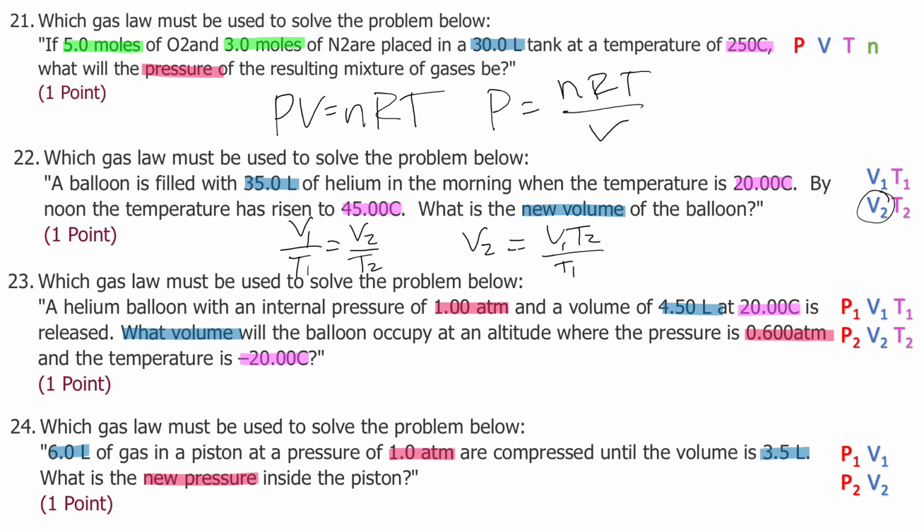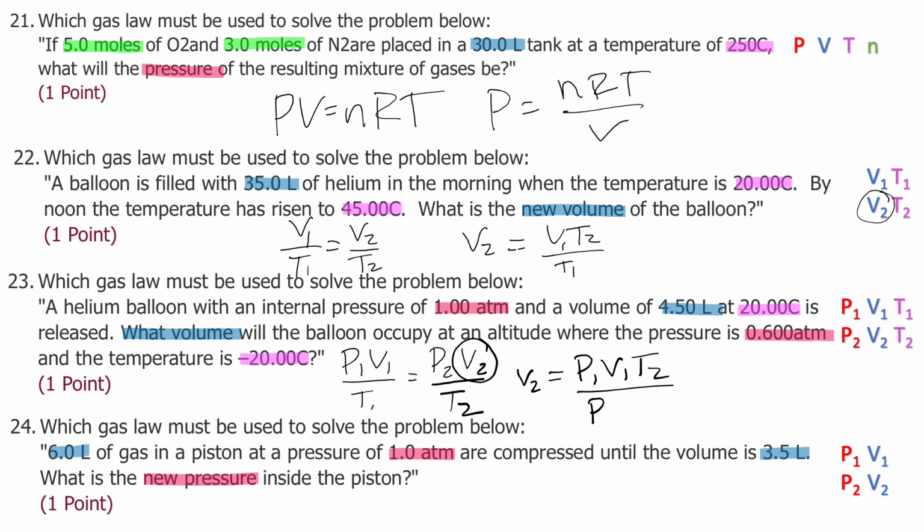Number 23 gives you an initial and final pressure, an initial and final temperature, and then it gives you an initial volume asking for the final volume. So since we have all three of those variables, it will be the combined gas law, P1 V1 over T1 equals P2 V2 over T2. Since we are solving in this situation for the new volume, it would be V2 equals P1 V1 T2 over everything left, which is P2 T1.